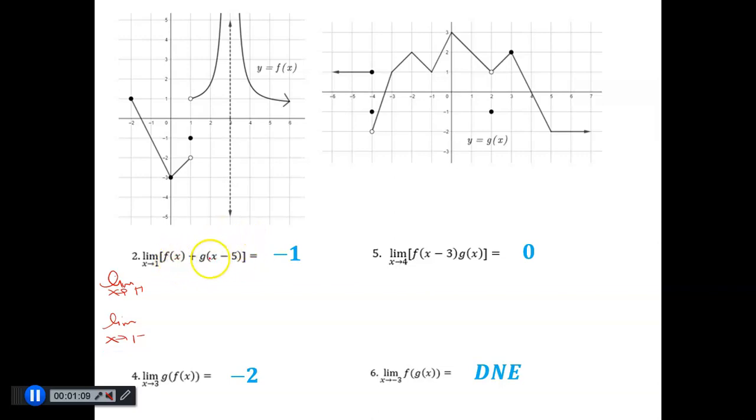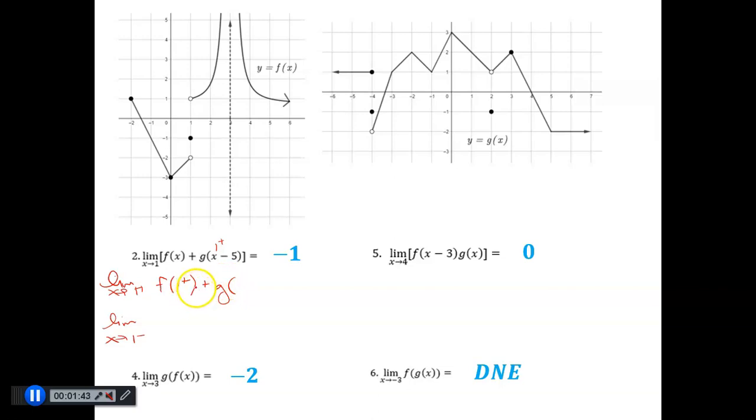So for this, when I approach 1 from the positive side, that's going to be f of 1 with numbers that are slightly larger, in other words, approaching from the positive side, plus g of, and we have to be careful here, if I'm putting a 1 from the positive side in here, numbers like 1.01, 1.001, and then I'm subtracting 5. The numbers I'm going to get are going to be pretty close to negative 4, but since the 1 was slightly bigger than 1, the numbers I'm going to get are slightly less than 4.